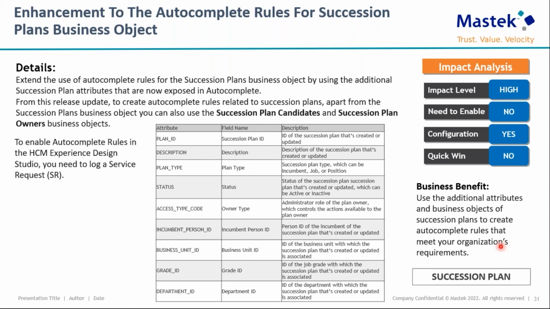So a very simple example, let's say if you are creating a succession plan for a particular grade or a particular business unit, right? You would want that a certain DFF be automatically populated with the prefix of the business unit and the prefix of the grade, right? So if you want to have such kind of autocomplete rules, you can now configure, because now the business unit and the grade is available as the objects which can be used for succession planning autocomplete rules. So this has a high impact.